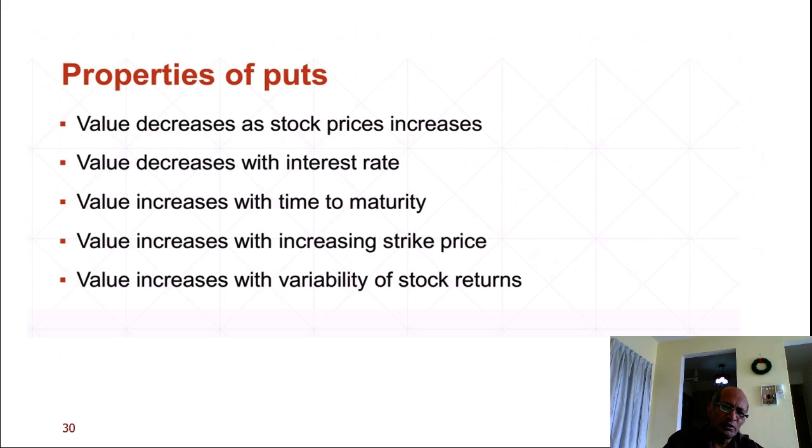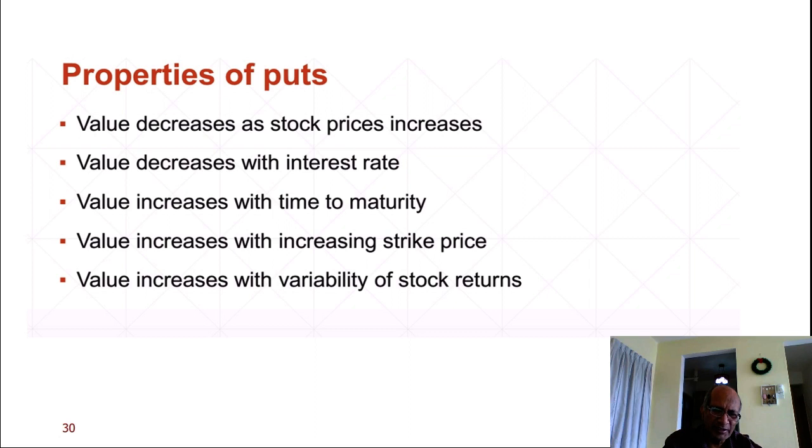Well, it's opposite for the puts. Value decreases as the stock price increases. As the stock price increases, your chances of exercising become lower and lower. Value decreases with the interest rate. The higher the interest rate, the lower the value of the put price. The value increases with time to maturity, that is the same for all, whether it is puts or calls. Value increases with time to maturity.